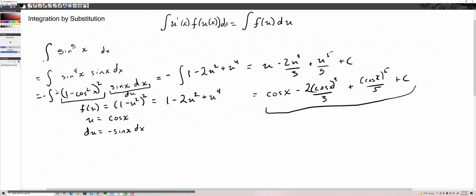The one thing that I could have spent more time talking about was what I talked about earlier, where you need to make sure this du is exactly the same. Here I had positive sine x dx. Here I had negative sine x dx. I needed to fix those negative signs in order to make sure that this negative sign was inside the du, so that I could do my substitution in a correct way.